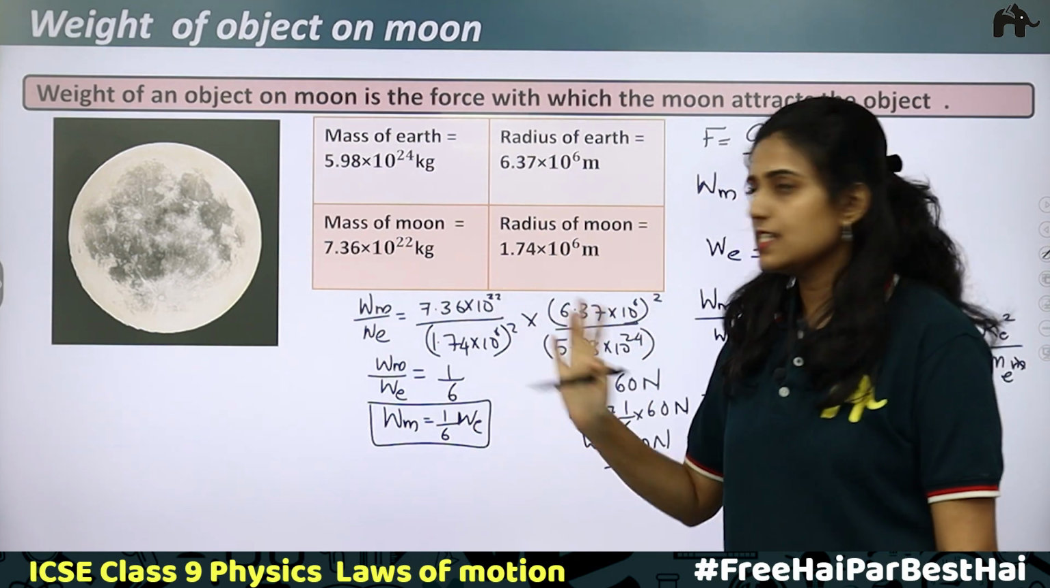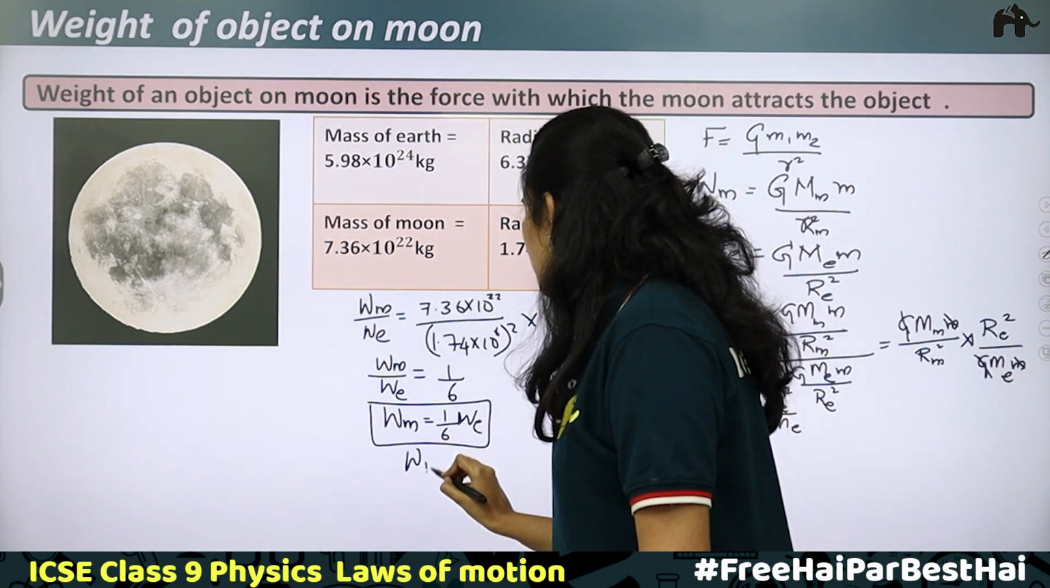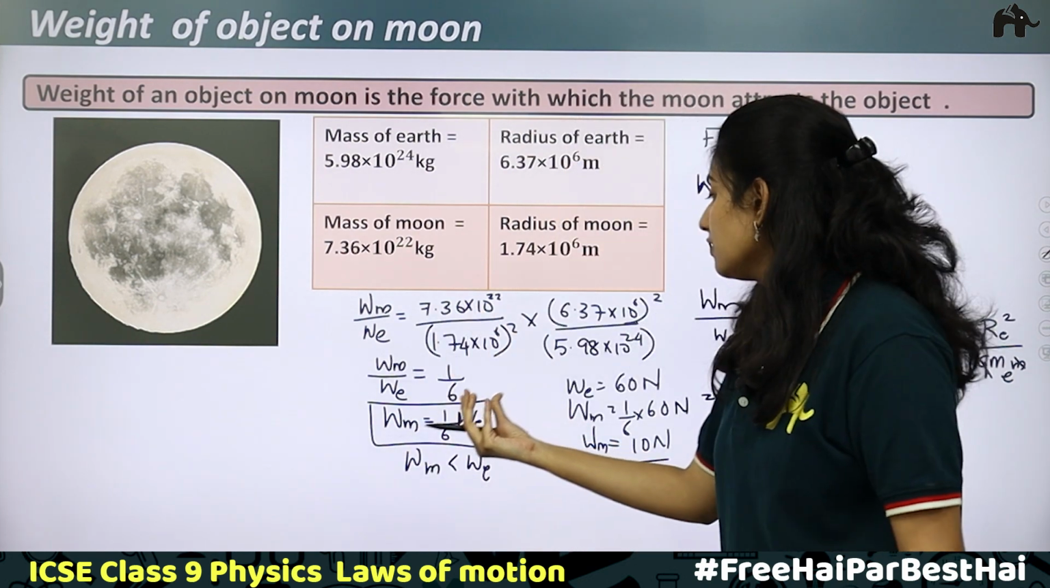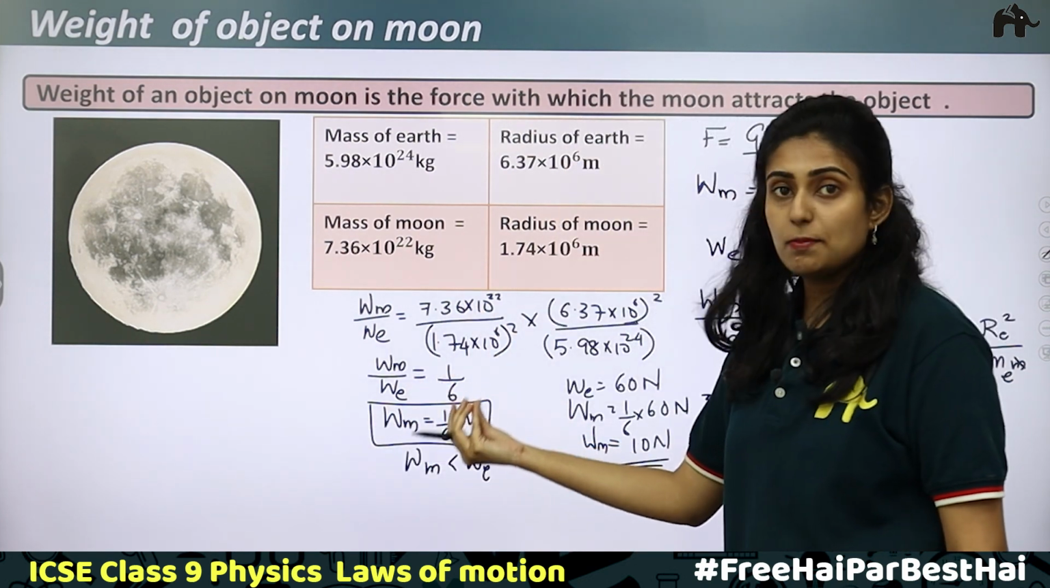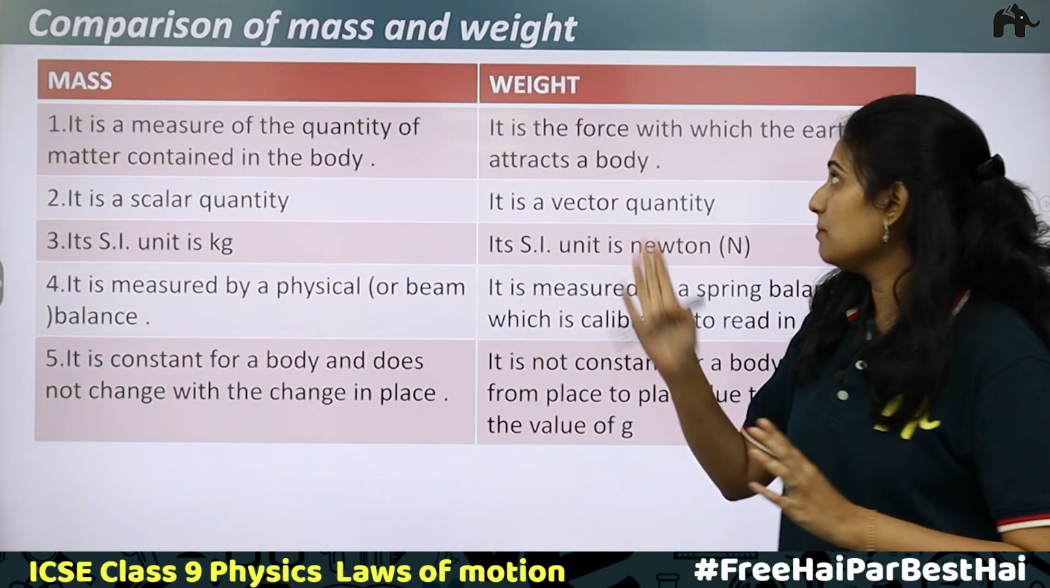Okay. So, which is less? Weight of this object on moon will be less than the weight of object on earth. It is the weight of the object on moon will be 1 by 6 times the weight of the object on earth. Next, we'll make a comparison between mass and weight.